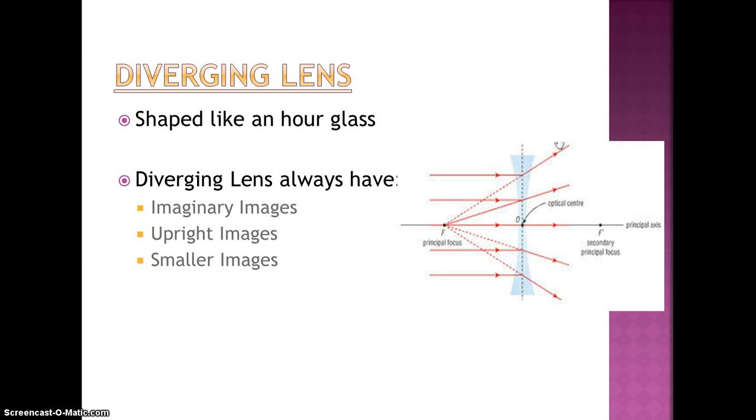Now, moving on to diverging lenses. Diverging lenses, or concave lenses, are thinner in the middle and are shaped like an hourglass. The images that are created by diverging lenses are more uniform. This means that the images are always imaginary, they're always upright, and they're always smaller. See, that's a lot easier than the varying converging lenses before.